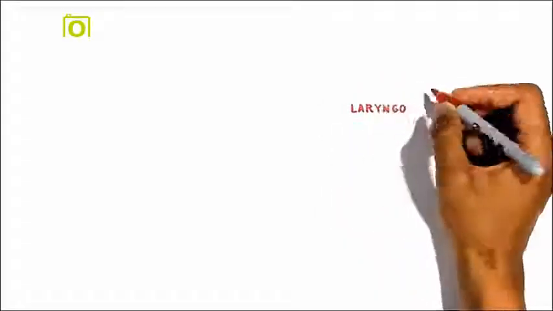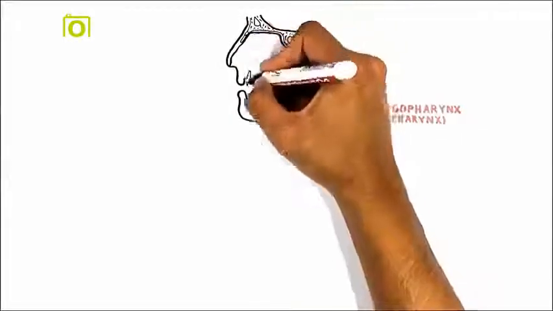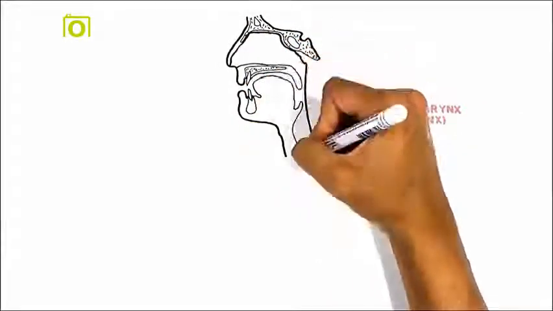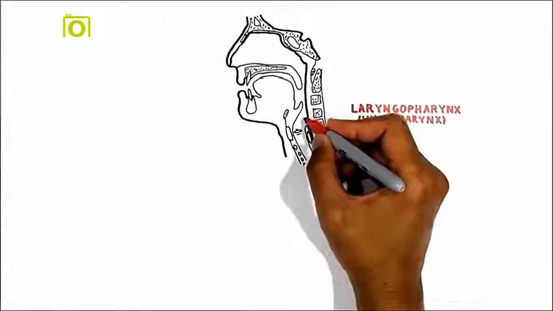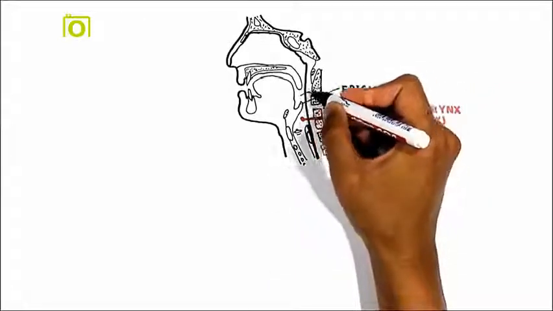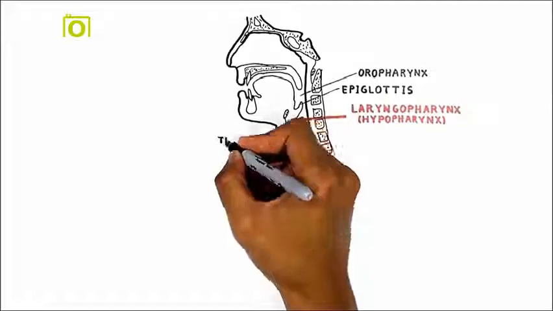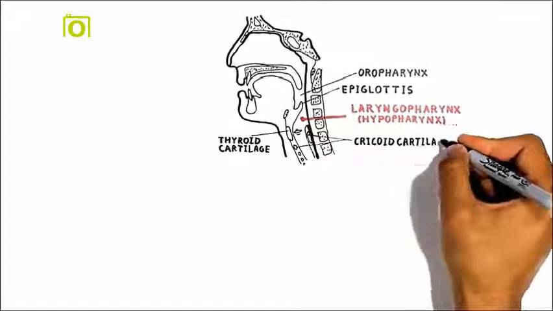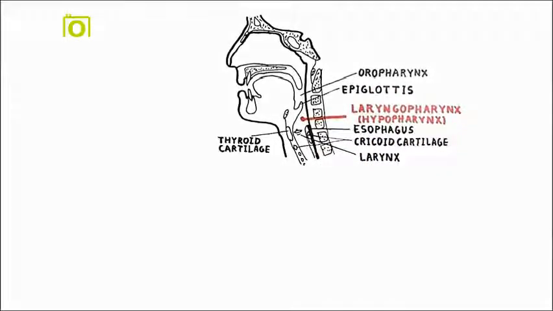The last part of the pharynx, the laryngopharynx, also known as the hypopharynx, is the caudal part of the pharynx. Let me draw here a proper diagram of the pharynx with its surrounding structures and show the borders of the laryngopharynx. The laryngopharynx is here. Here we have the epiglottis, and over here is the oropharynx. Right here is your thyroid and cricoid cartilage, larynx, and esophagus.